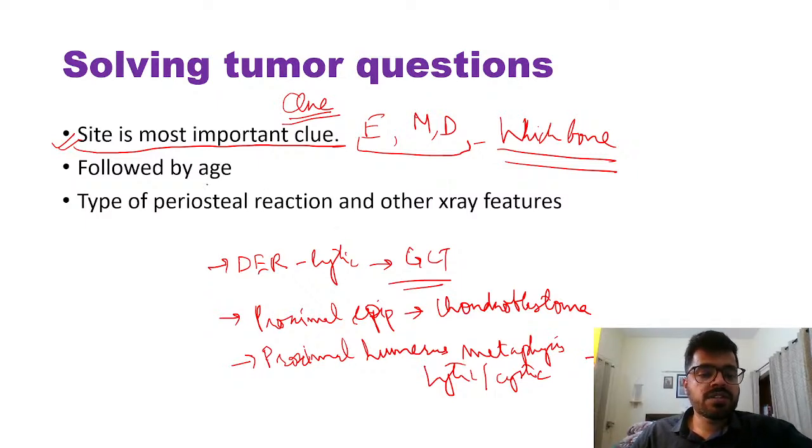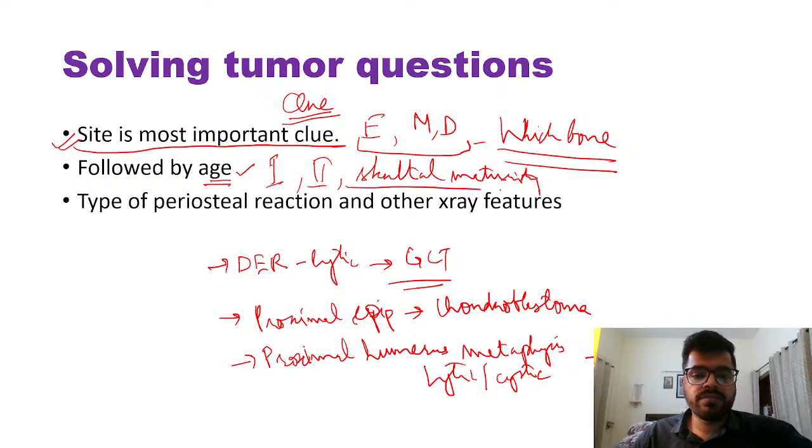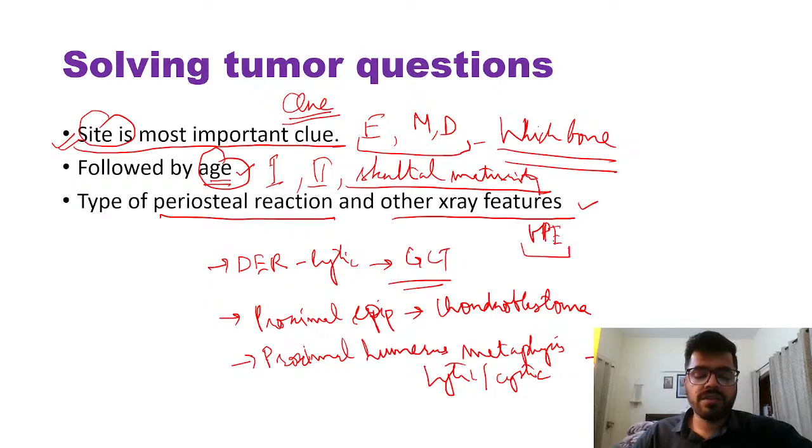Then age is another important factor for diagnosis. As we know, some tumors occur in the first decade, some in the second, some occur after skeletal maturity. So we have to think and answer accordingly. So most important clue is the site and then is the age. After that, type of periosteal reaction and some other X-ray features will be there, or maybe histopathology feature will be there to guide you in the diagnosis.